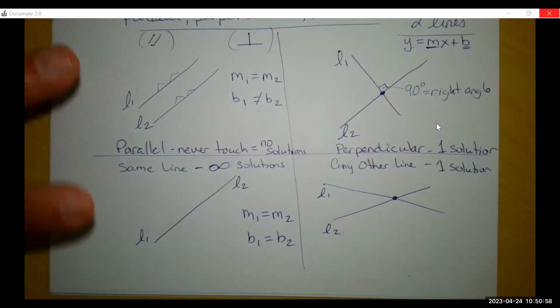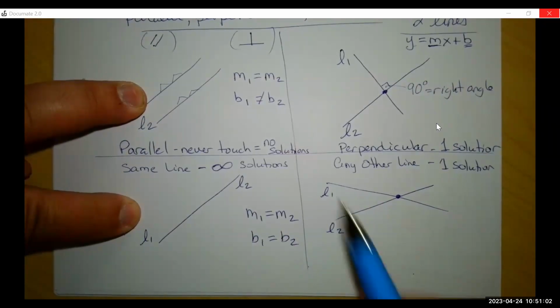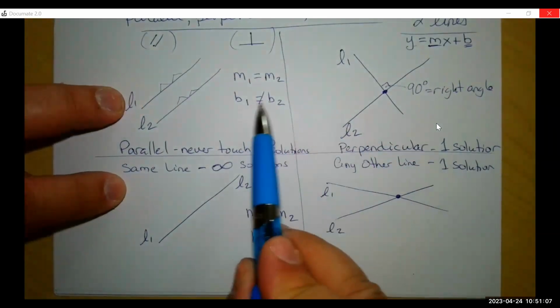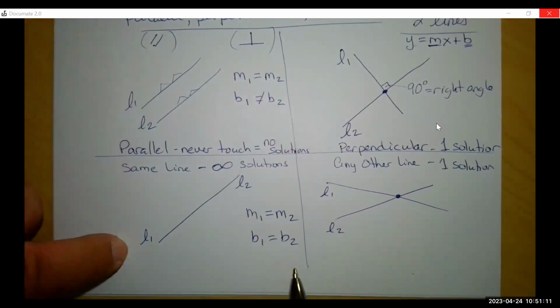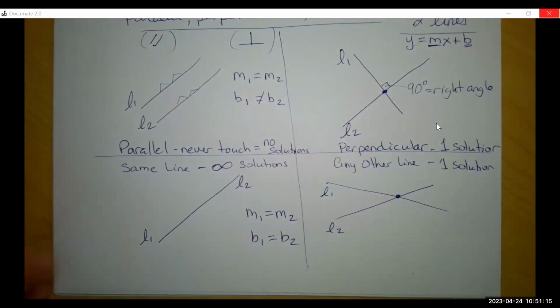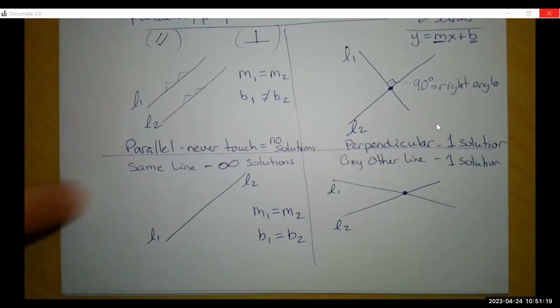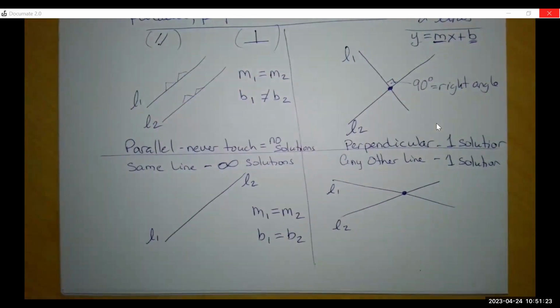That's the only way you can tell these two types of equations apart. They both have the same slopes. But if the y-intercepts are different, they're parallel. If they're the same, they're the same line. So that's how you tell these two, the parallel lines and the same lines. Same slopes, different y-intercepts.